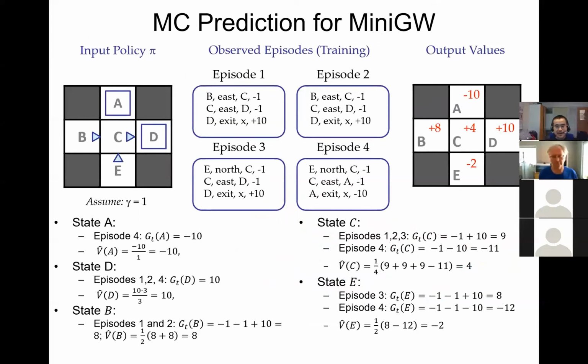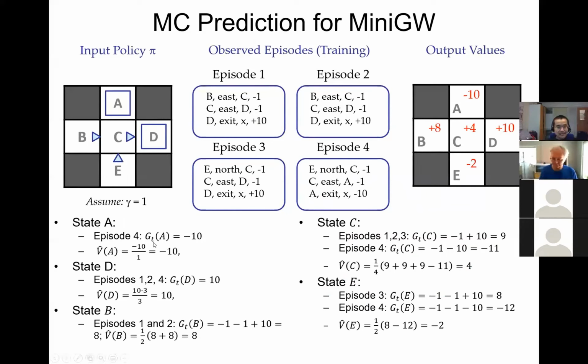So here's the MC prediction for the mini grid world we saw before. You have 4 episodes. Last time we used the 4 episodes for estimating a model, the transition model. Now we are using them for estimating the value function, in the model-free method.